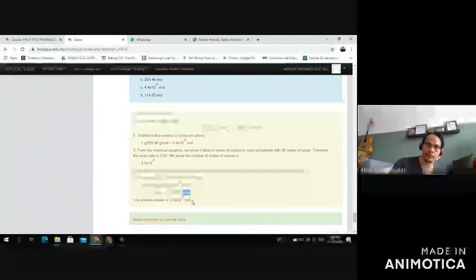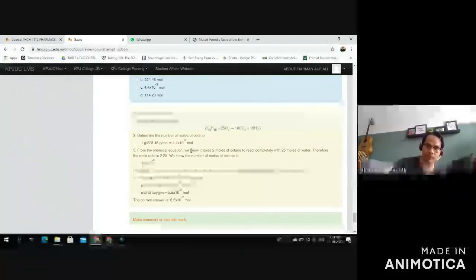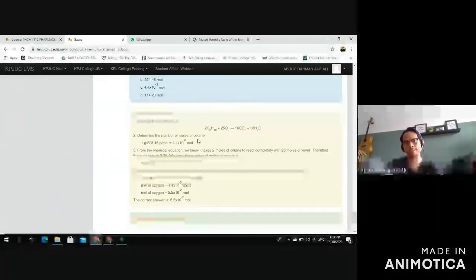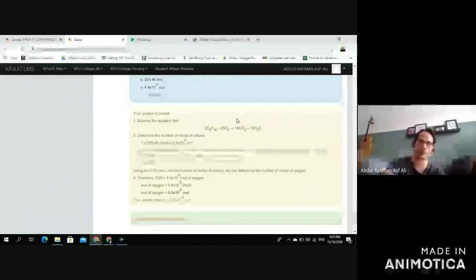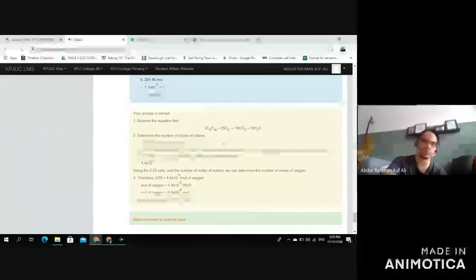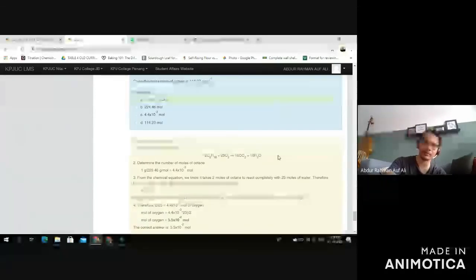And lastly, don't forget the units. The reason why I include this question is because it can assess your understanding of stoichiometry. What is stoichiometry? They also assess whether you can balance a chemical equation or not. And from the balancing of the chemical equation and stoichiometry, can you solve this problem?